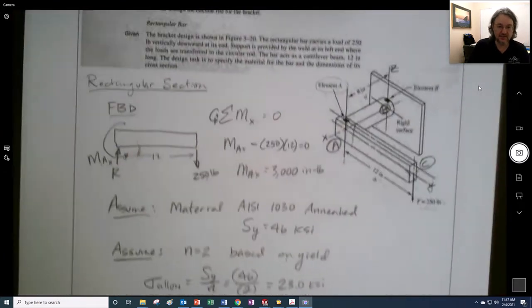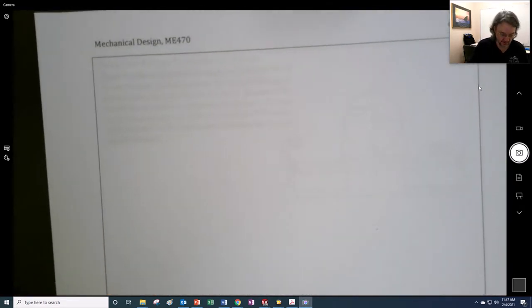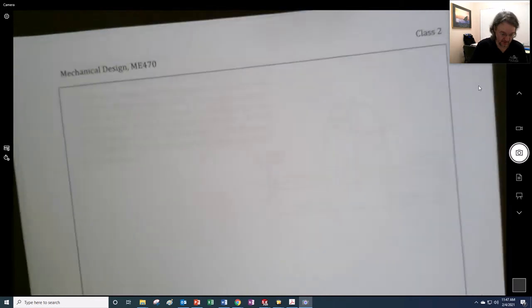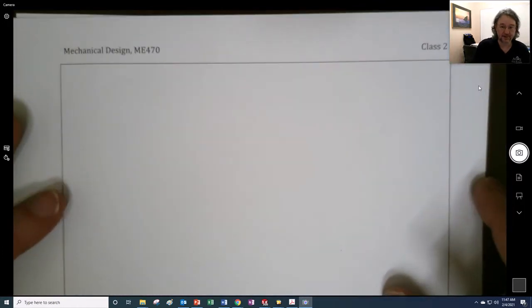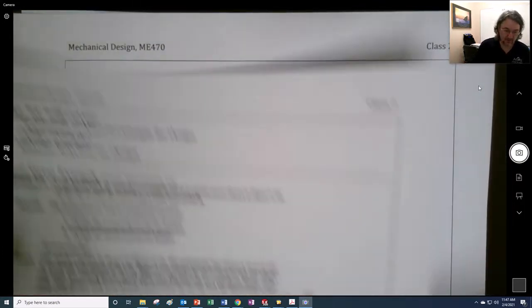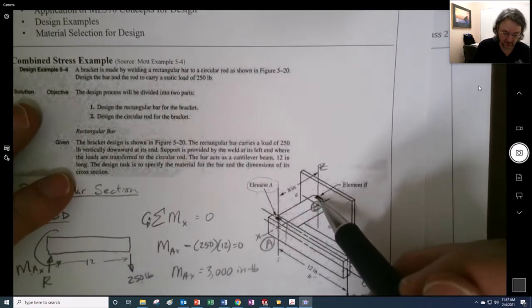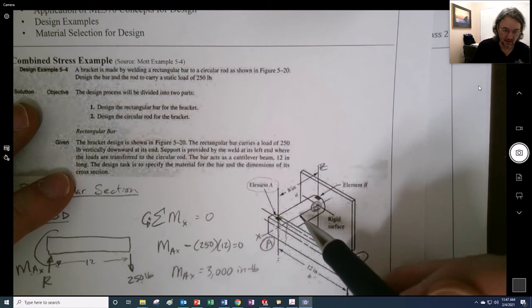So let's continue this and do the circular part right here. Well, we already have the material. It wouldn't make sense to use a different material. And I always hate when the thing shows through on the other side, so let me flip that over. There you go. Okay, so now we need to get the loads that are going to be taking place right here.